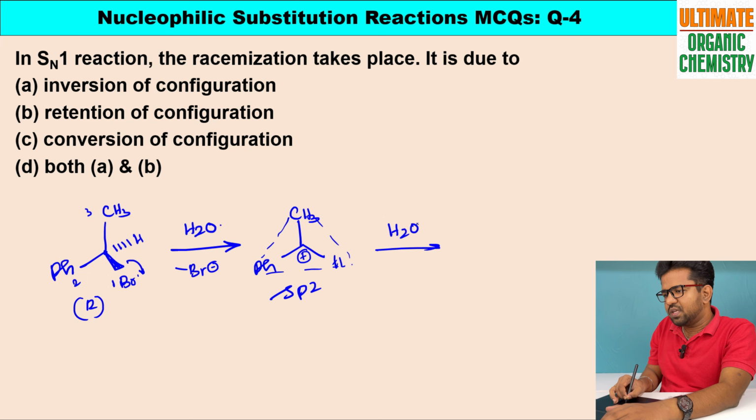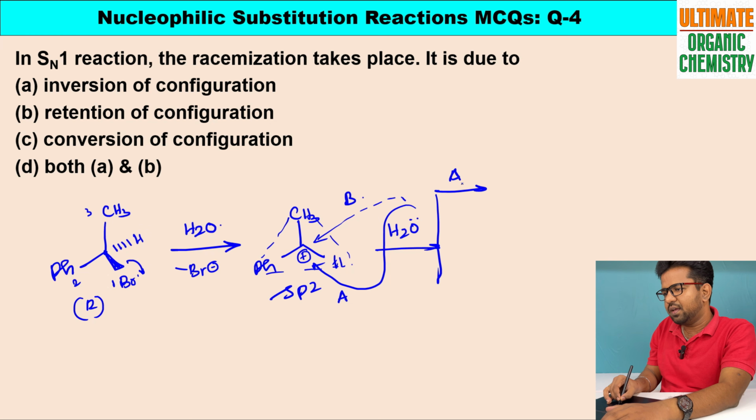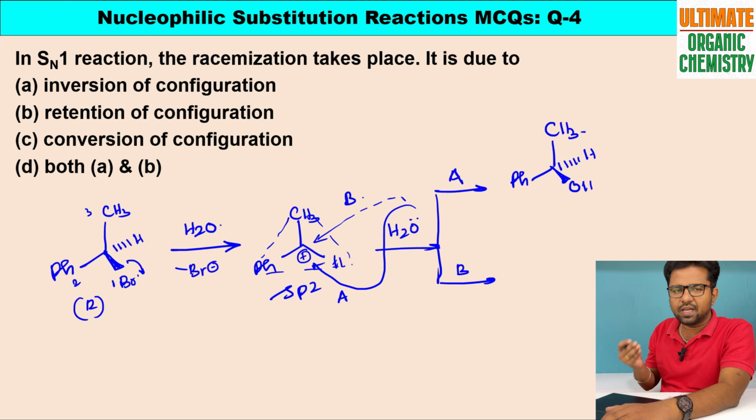Now the water molecule is approaching this carbocation from the front side or from the back side. So let us assume the front side attack is A and back side attack is B. So according to path A, you would get OH placed at front side and hydrogen placed back side. Here you have methyl group. Now in path B, OH is approaching the cation from the back side. Here you have OH and on the front side you have hydrogen atom.